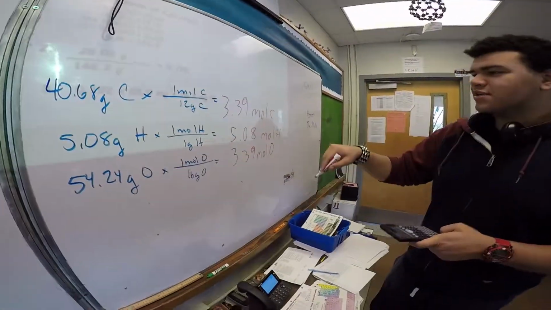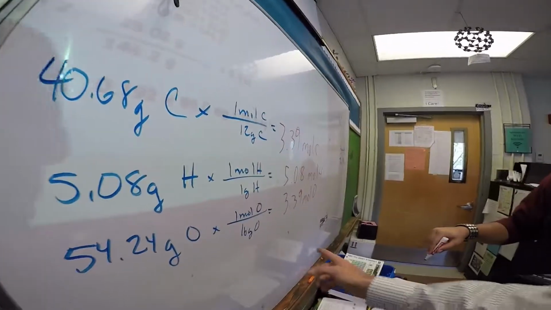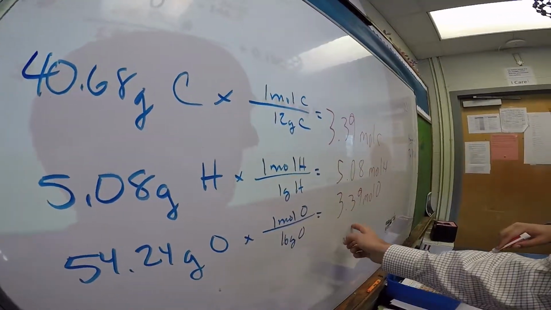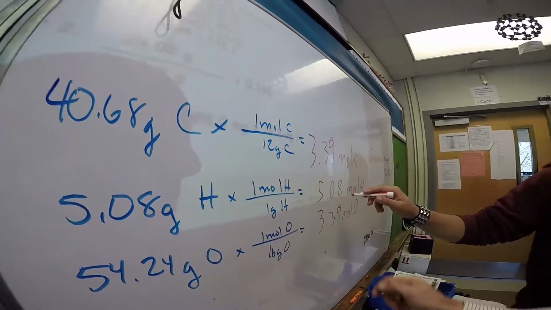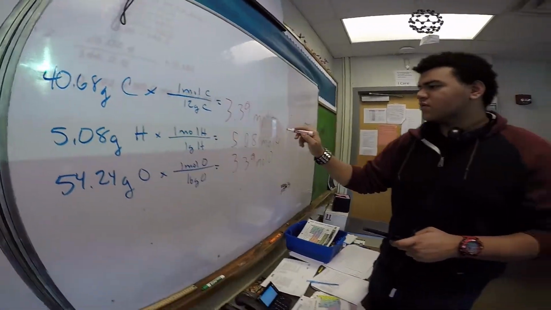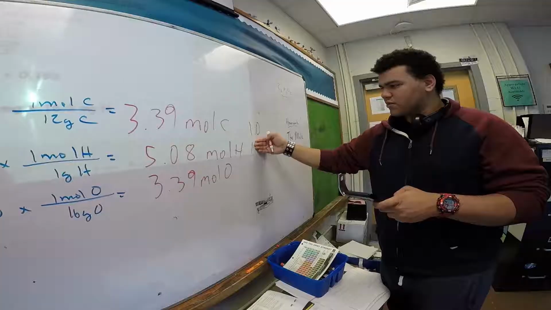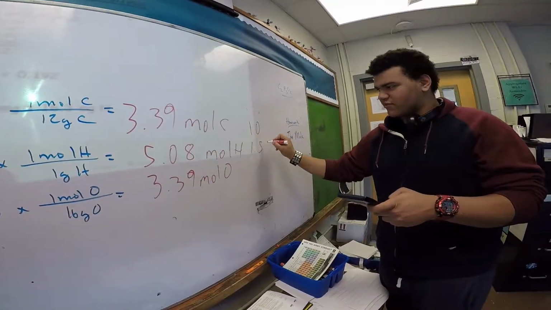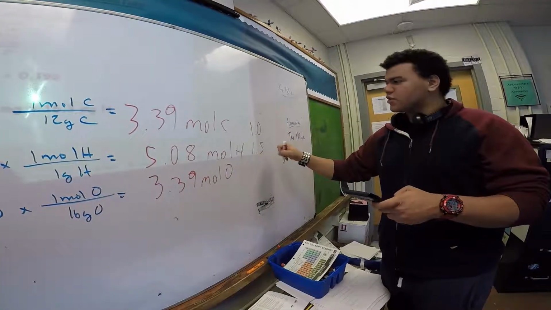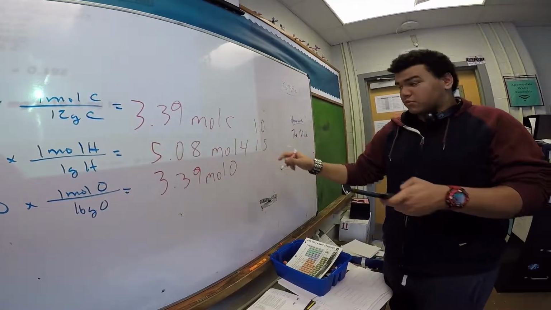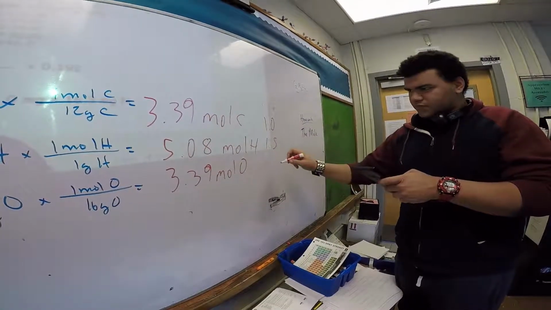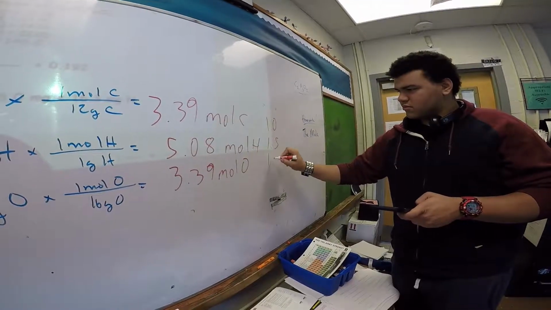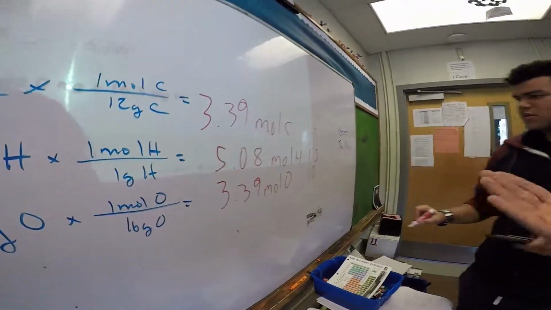Oh, do you need me to add all these together now? Now what you're going to do, you're going to divide by the smallest number. So if you divide by 3.39, that'll give you 1 there. And then you're going to divide the 5.08 by 3.39. Since we're rounding this, should I round? Mm-hmm. 1.5. Should I go to the second one? No. And then 3.39 divided by 3.39 is 1, right? All right, so now you have 1, 1.5, and 1.